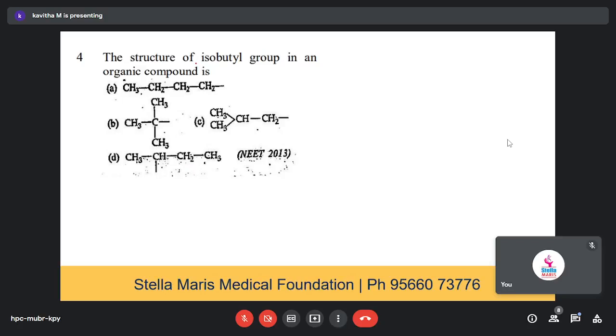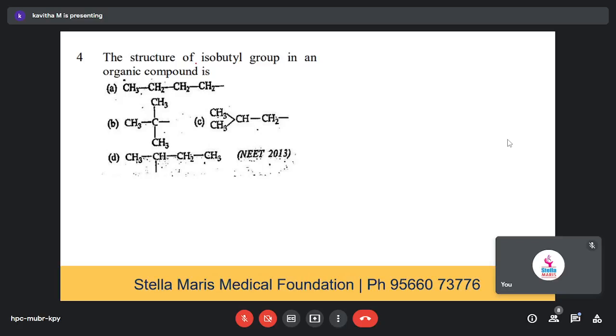So, the structure of isobutyl group in an organic compound. This is one of the NEET questions. It seems it is NEET 2013. What's the first one? CH3, CH2, CH2, CH2. It is the n-butyl group, right? Yes, ma'am. What about B?